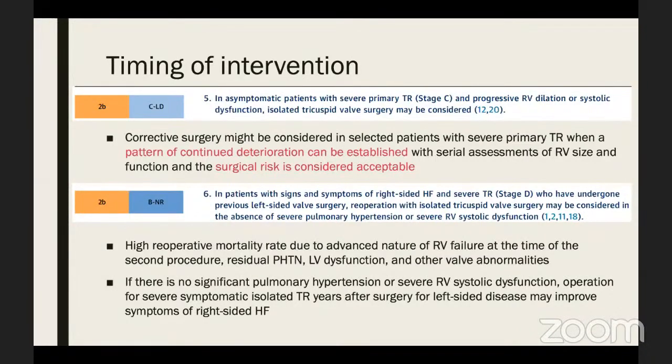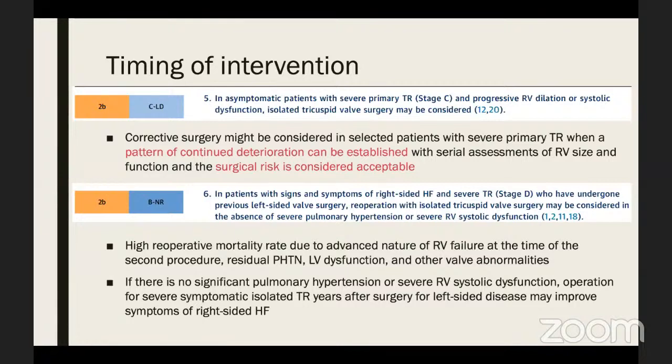The final recommendation, in patients with signs and symptoms of right-sided heart failure and severe TR stage D, so symptomatic, who have undergone previous left-sided valve surgery: reoperation with isolated tricuspid valve surgery may be considered in the absence of severe pulmonary hypertension or severe RV systolic dysfunction. This is class 2B, level B.